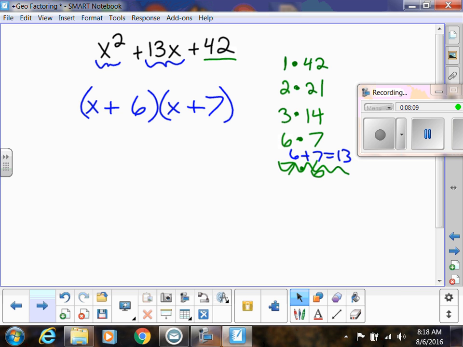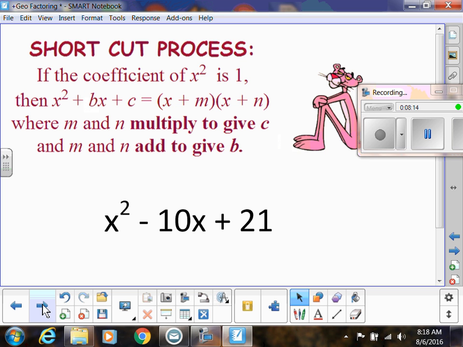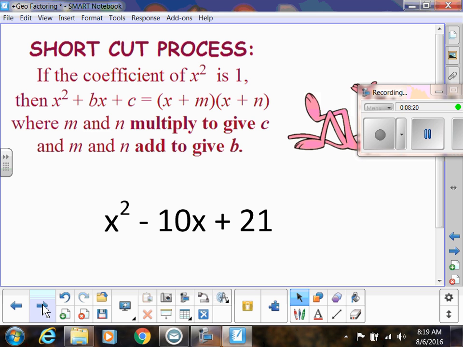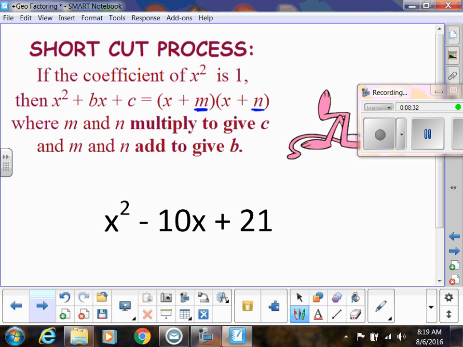Okay, so shortcuts, right? I don't want to have to necessarily think through all of that every single time. I think it's good to understand where things are coming from, but shortcuts are always nice. So if the coefficient of x squared is 1, and that's what we're talking about in this video, then we're going to have x squared plus bx plus c equal to x plus m times x plus n. Do you notice how the x's are the same, right? Because we just have x times x is x squared. And then the m and the n are those two numbers that we've been talking about. Remember, m and n multiply to give you c. So m times n is going to give you c. And then when I add m plus n, I'm going to get b.